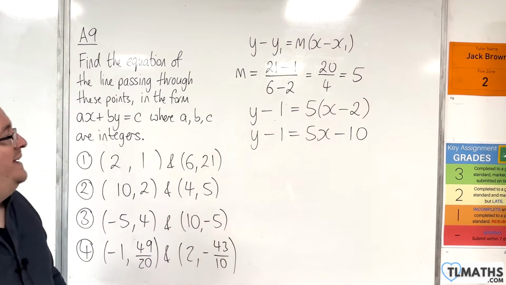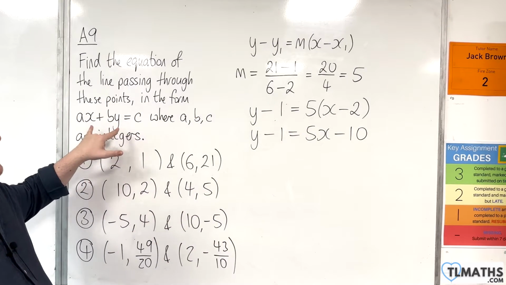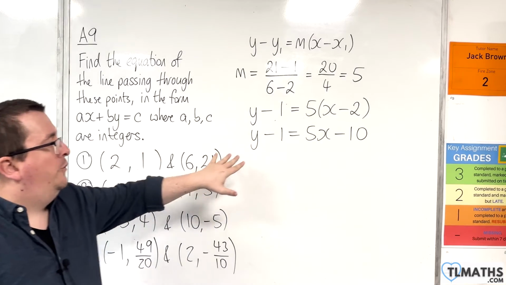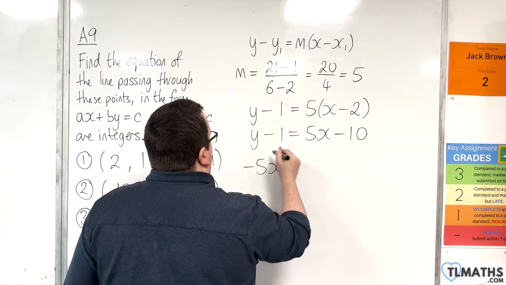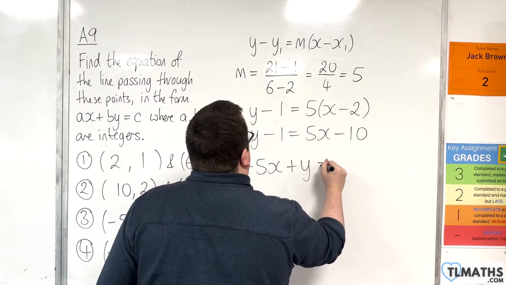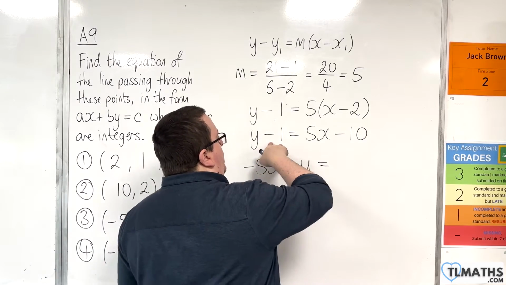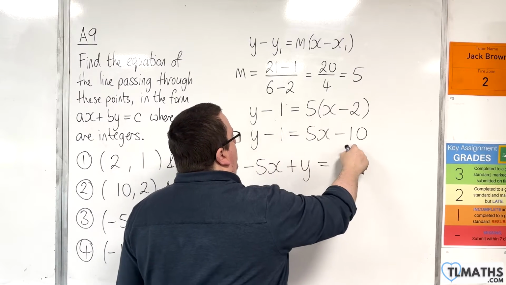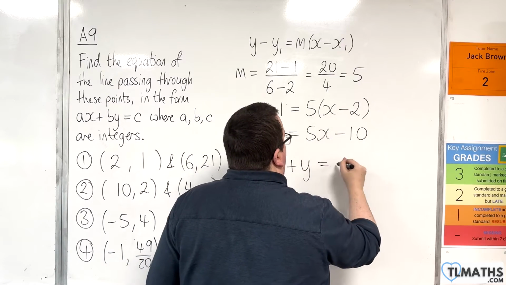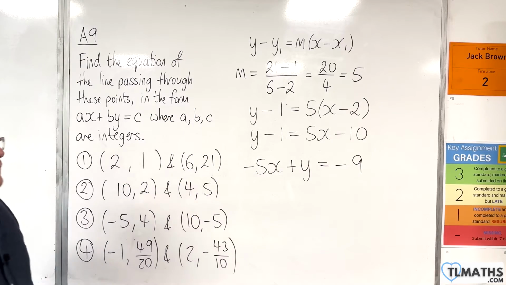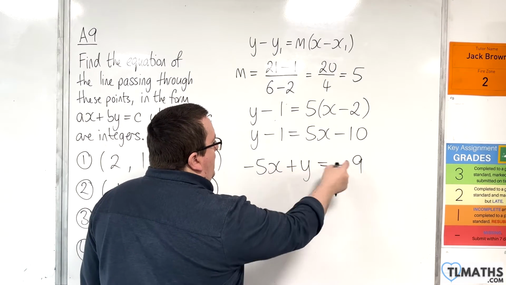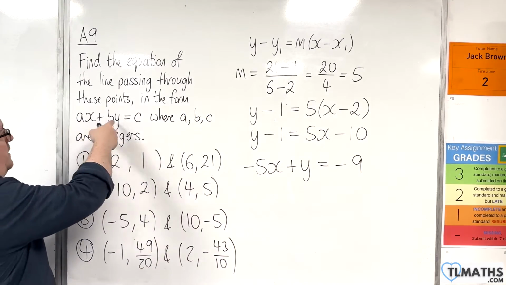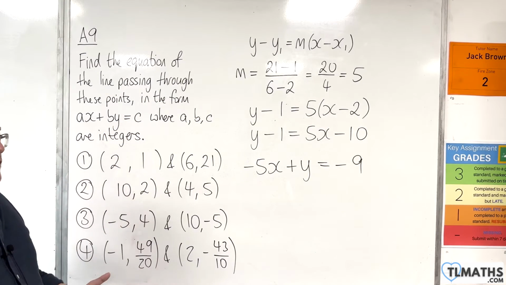And now we just need to get it into the required format. So if I subtract 5x from both sides, I can move it onto the left-hand side. I'll keep the y where it is, and I'll move the minus 1 over to the right-hand side. So add 1 to both sides. Minus 10 plus 1 is minus 9. Okay? And that is my required format. Minus 5, 1, and minus 9 are the a, b, and c respectively, and they're all integers.